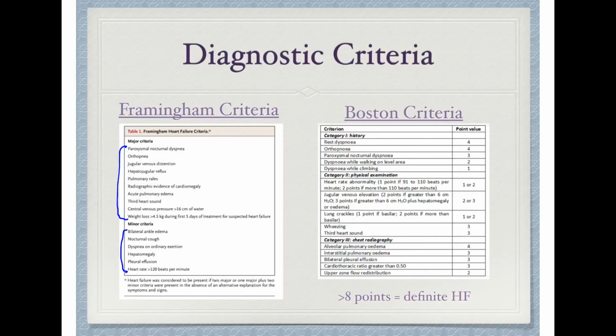The Boston criteria incorporates not only history and physical exam features, but also findings seen on chest radiograph. A patient can get up to 3 to 4 points in each category, and the points are totaled up, and if the patient has 8 or more points across all categories, this is considered to be definite heart failure. Again, if there are no alternative explanations for the patient's symptoms.